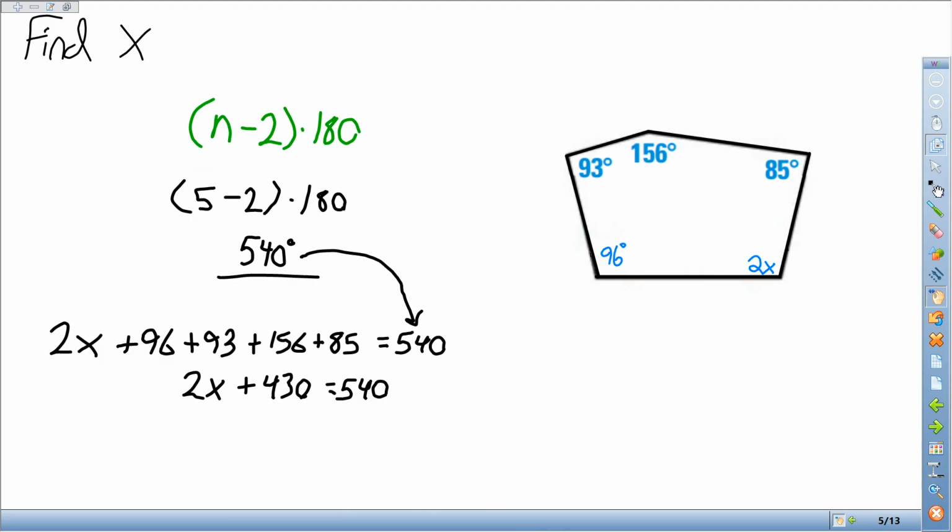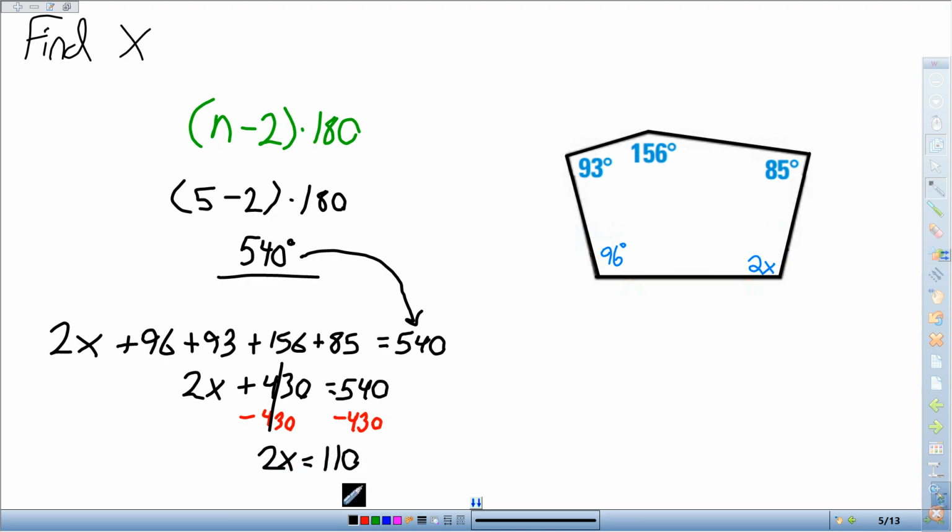All right, and then from here, we have a two-step equation, right? We can subtract 430. Those are gone. We got 2x equals, doing this math here, it looks like 110. All right, and then solving for x, getting rid of the 2 by dividing, looks like x is going to equal 55.